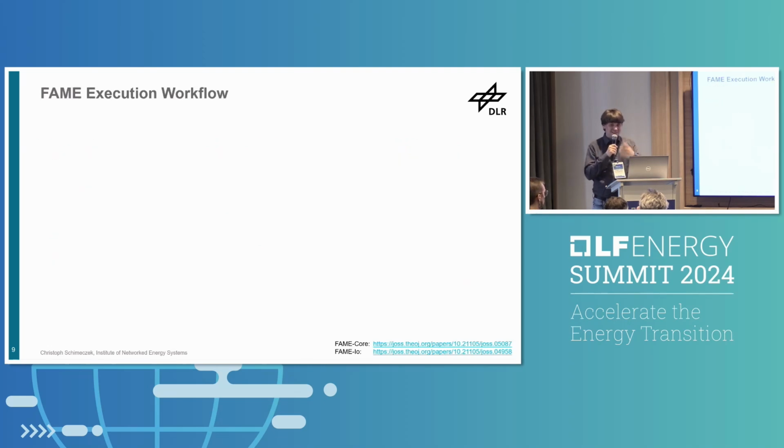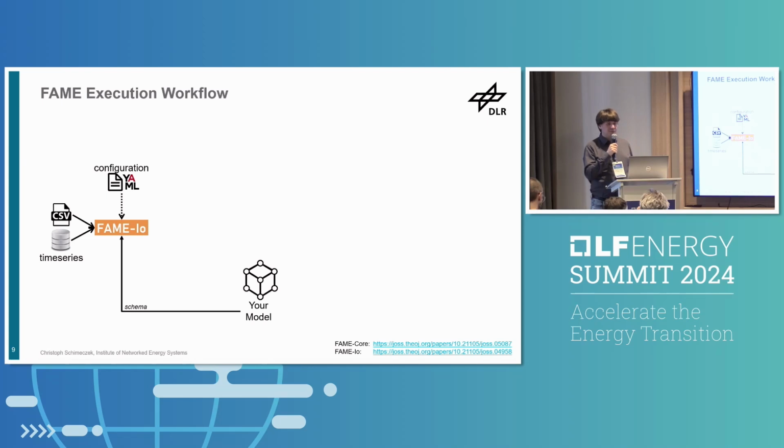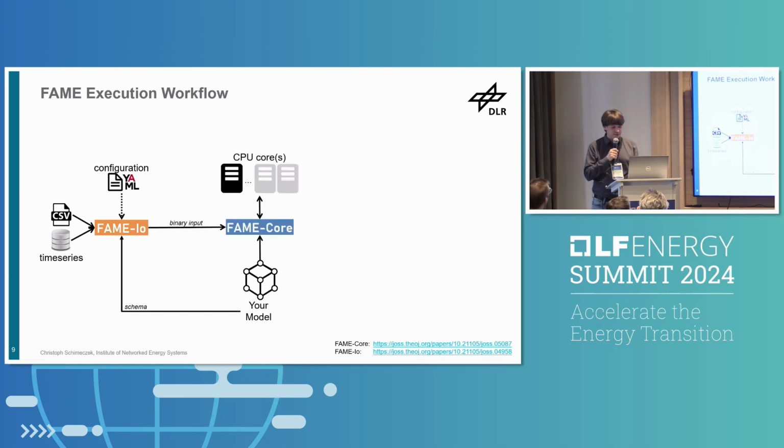But one more thing about what the workflow of this is. So you write your model using the support of FAME. You create a schema file that describes your model, and then you can configure it based on that schema file. You can validate the data that you put in. You can add the data that you want. Everything is validated. You create a binary input file from that. All of this is done by FAME.